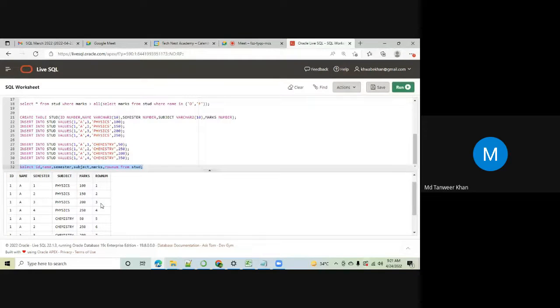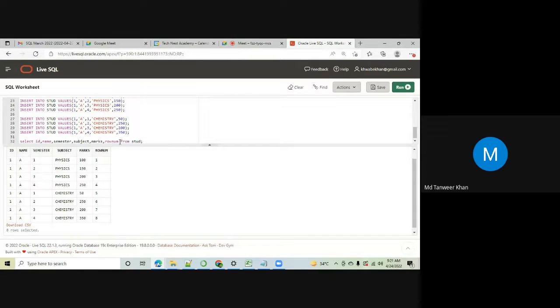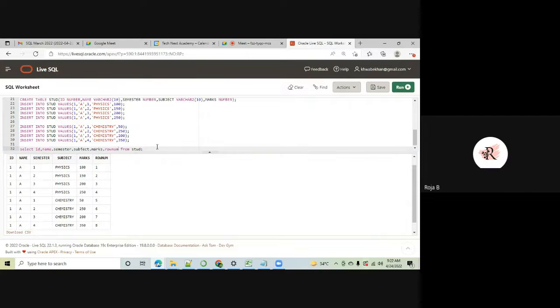What did you understand from this? It seems similar to ROW_NUMBER, no? But no, this is not similar to ROW_NUMBER. With ROW_NUMBER, they have given the OVER and PARTITION BY column condition and all those things. But this is not like that. So before comparing ROWNUM and ROW_NUMBER, let me first give you an introduction of this ROWNUM.